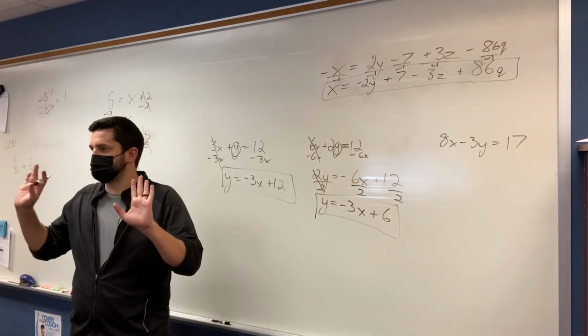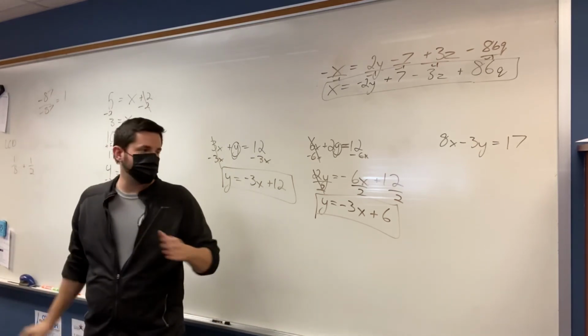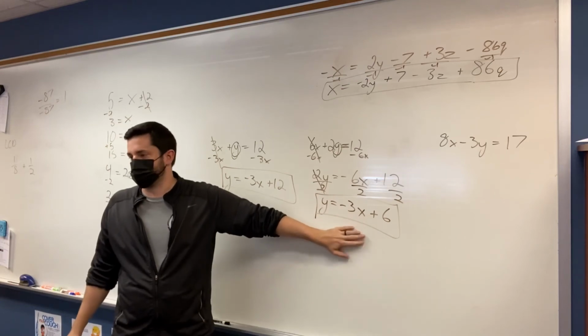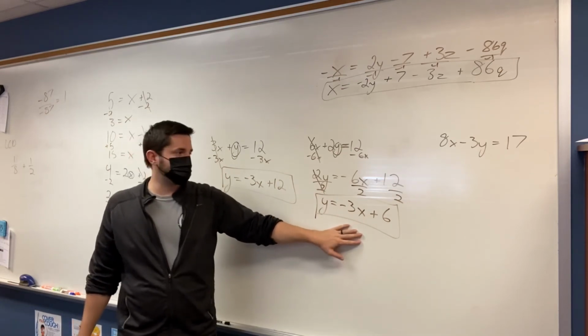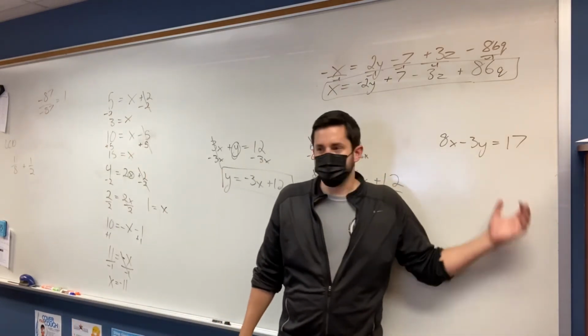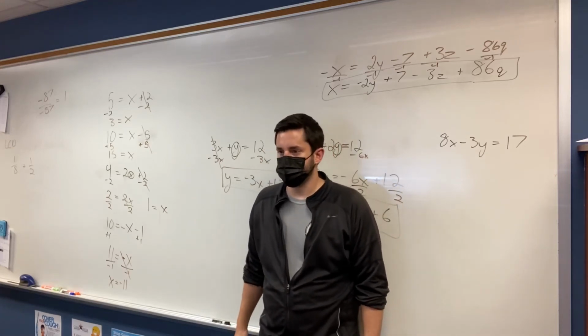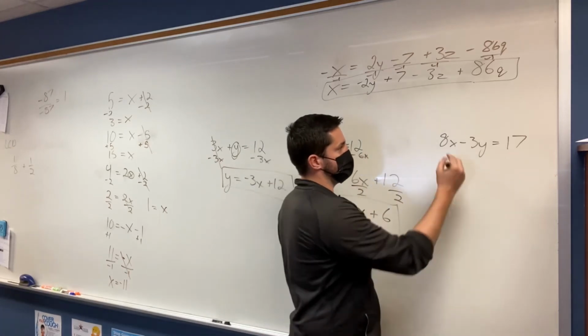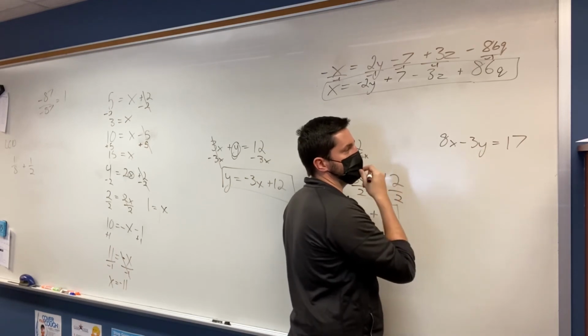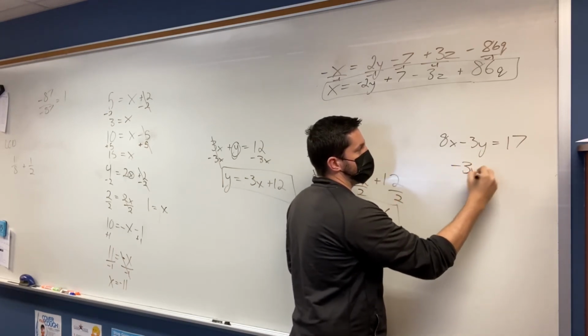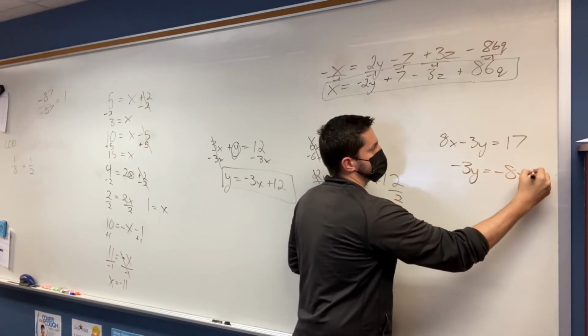I'm warning you, it's nasty looking, but it's the same easy level. In fact, I would say it's easier than this. And I'll prove that here in a second. Okay. What am I doing first? You're moving the 8 over. I'm moving the 8 over. Yes, I'm moving it over there. I'm going to see if y'all can follow me on this. Negative 3y equals negative 8x plus 17.